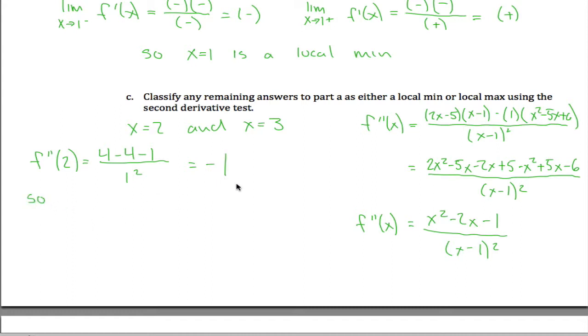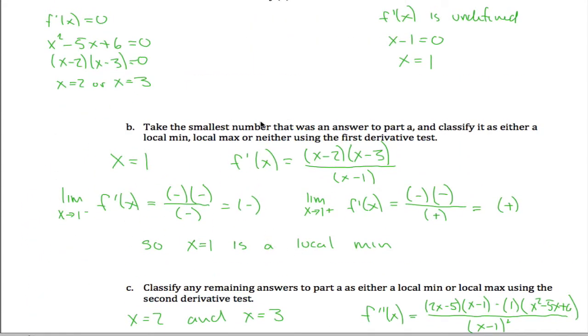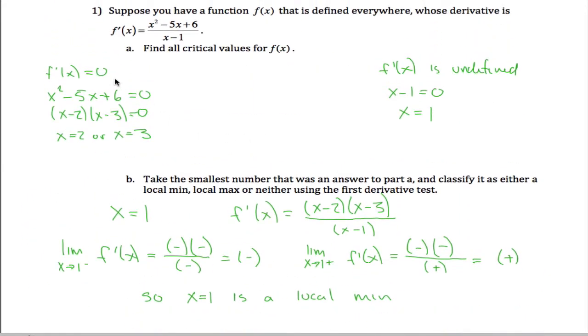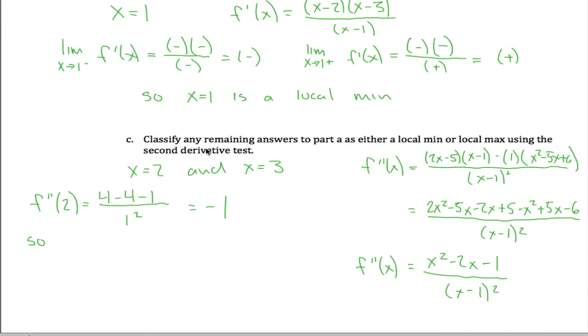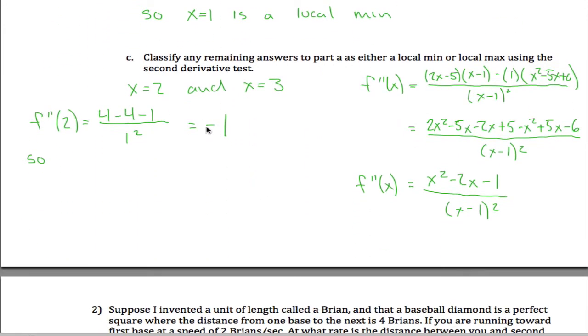So what that tells you is that it's concave down at x equals 2. The slope is 0 because the first derivative was equal to 0 at x equals 2. So the slope is 0, it's flat, but it's also concave down. If the slope is 0 and it's concave down, that means we have a local max.